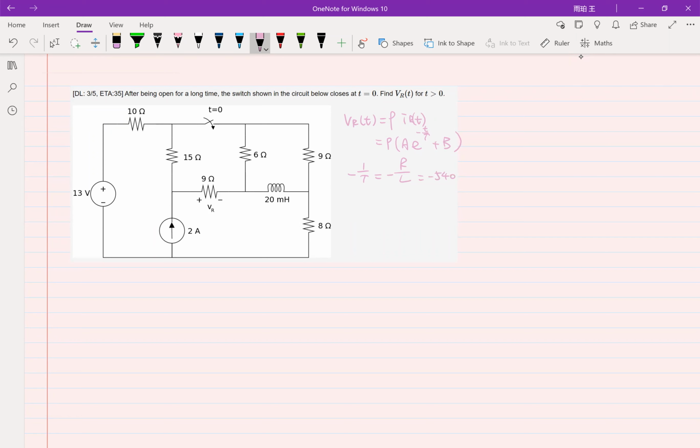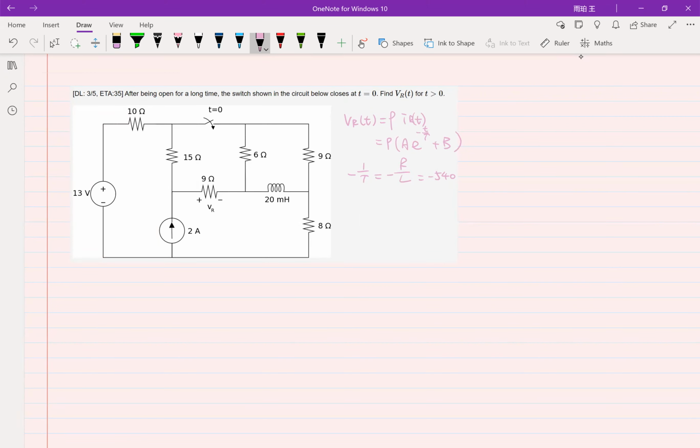Okay, so now the rest for us to calculate is just the constant A and the constant B. For that, we need to find the boundary conditions of the circuit for the voltage across the resistor. I'm going to look at the voltage immediately before the switch was closed and the voltage a long time after the switch is closed. So let's do that.